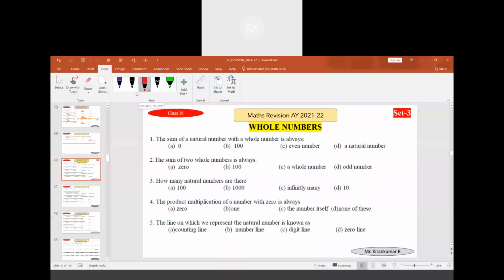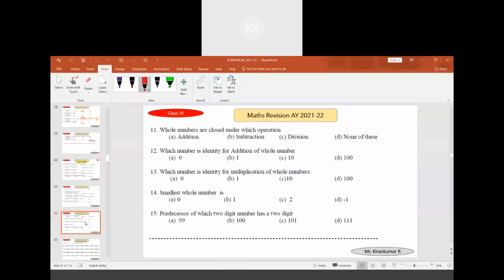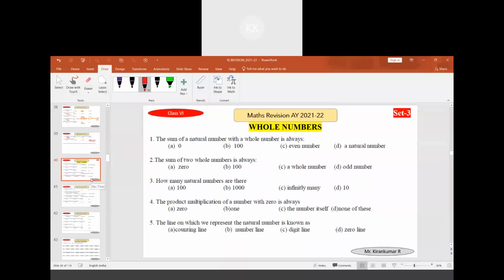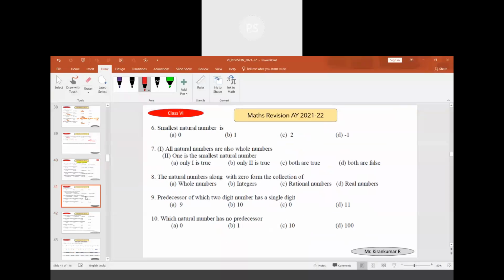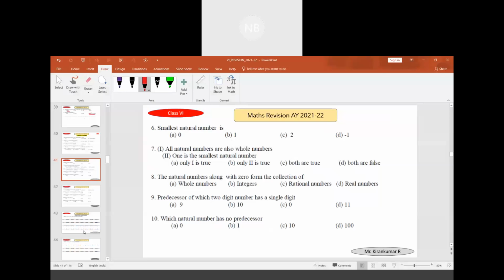You can take the screenshot of these 5 questions, and these 5 questions. Question 1 to 5, question 6 to 10, question 11 to 15. These 3 pages you do. In the next class, I will do this: finding addition using number line and all.